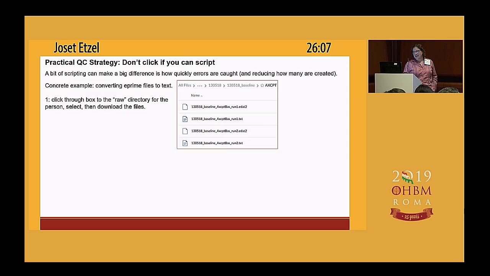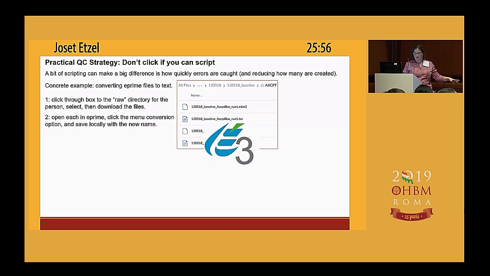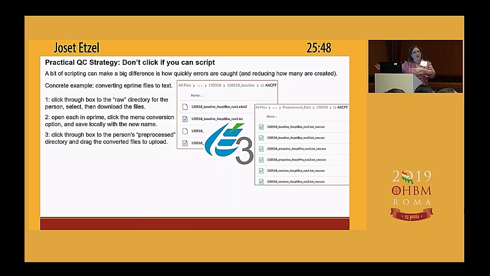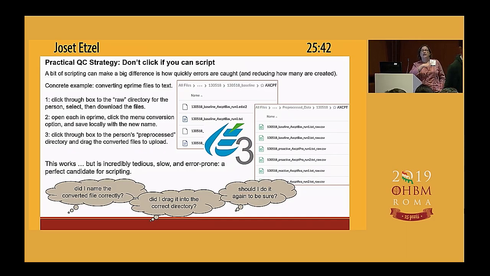a text. So one way to do this is that the student or whoever could click through Box to where our files are, highlight the ones for the person in the raw directory, download them all locally, open up ePrime, put the files into it, click through the menu conversion, save as with the new name, and then upload the new files to the new directory. And yeah, that works, but who the heck wants to do that? And it's really, really prone to errors, if you make a typo all the way through.